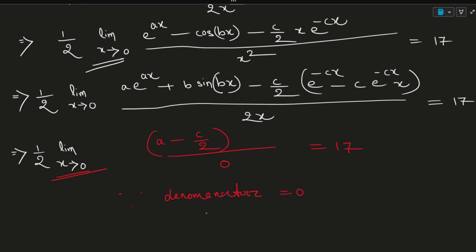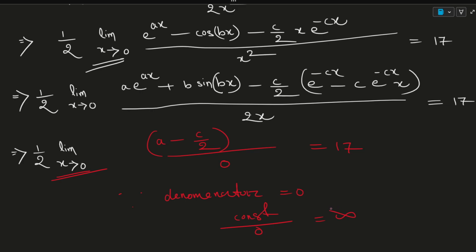So constant upon 0 is equal to infinity. If that happens, then we'll get infinity as our answer. And when the limit of a function tends to infinity, it means we can say that the limit of the function does not exist.